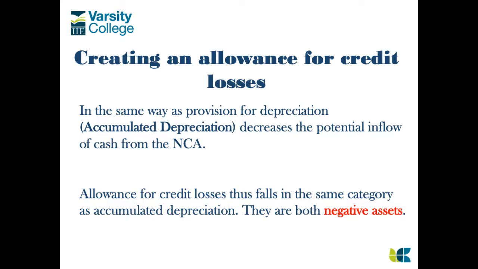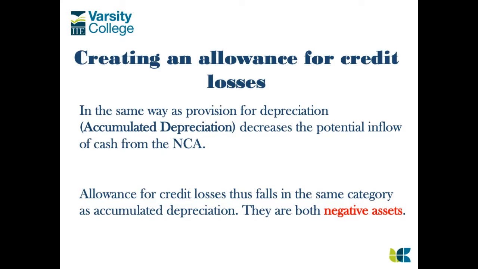In the same way as provision for depreciation, that's just another name for accumulated depreciation, decreases the potential inflow of cash from the non-current asset. Allowance for credit losses thus falls in the same category, right? Why does it fall in the same category? Because it's also a negative asset, okay? Allowance for credit losses is a negative asset.